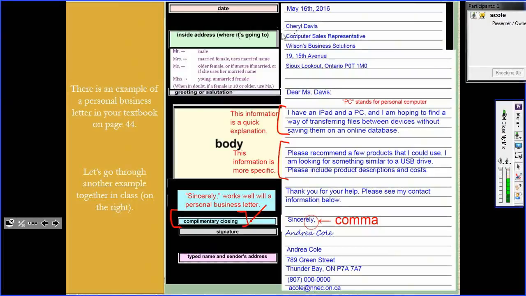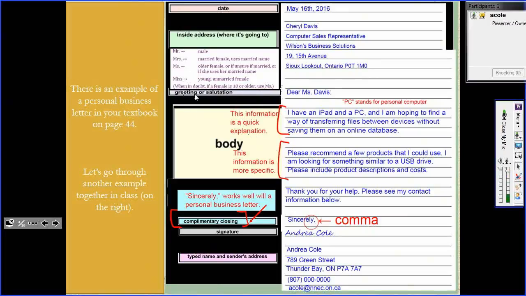So I have my address, you have the person's name, so I have Cheryl Davis, and then I have her role, computer sales representative, and then I have where, Wilson's Business Solutions, and I have the street address, 19 15th Avenue, and then the city and province and postal code, Sioux Lookout, Ontario, POT 1MO. So that's what the inside address looks like.